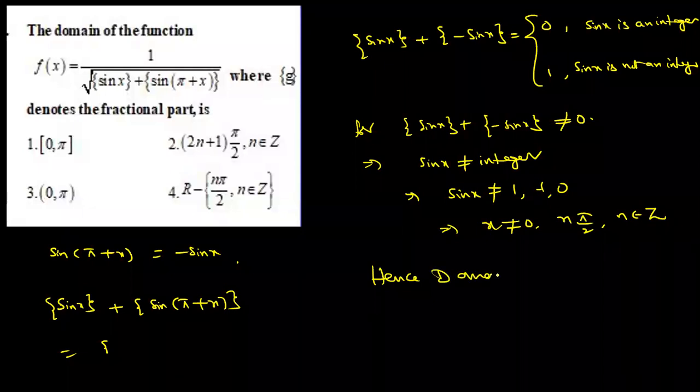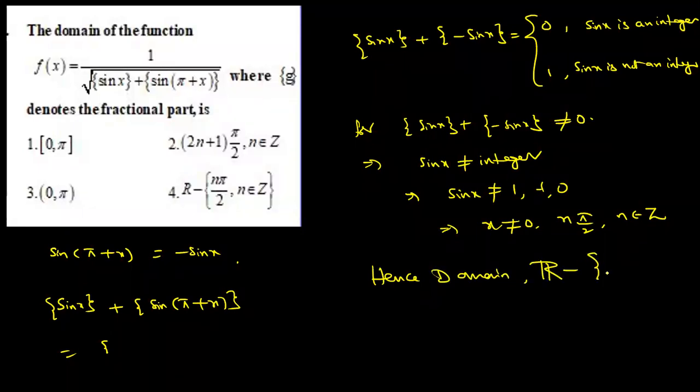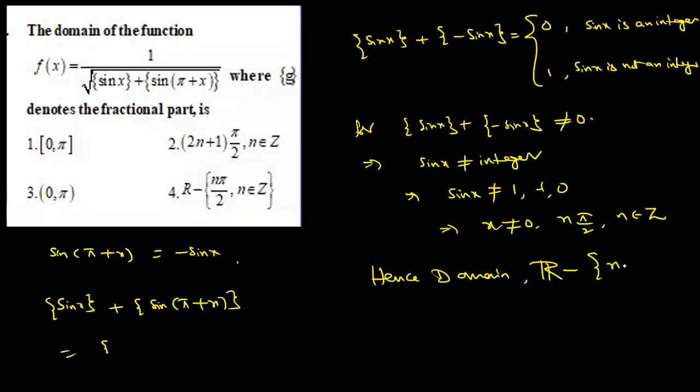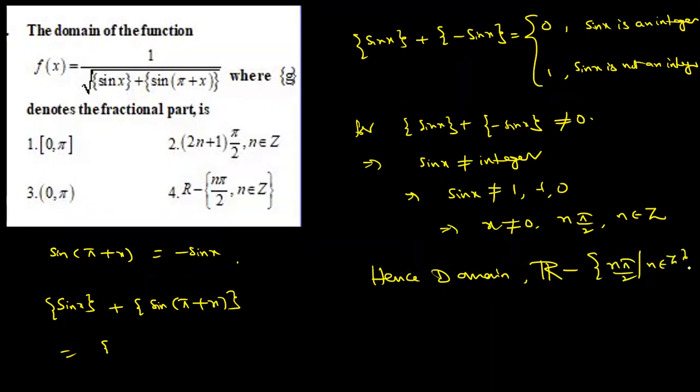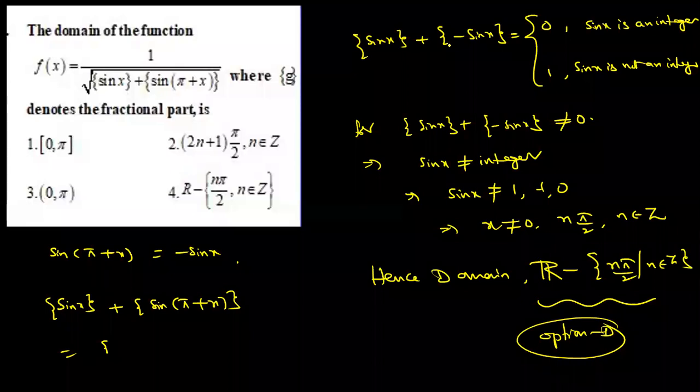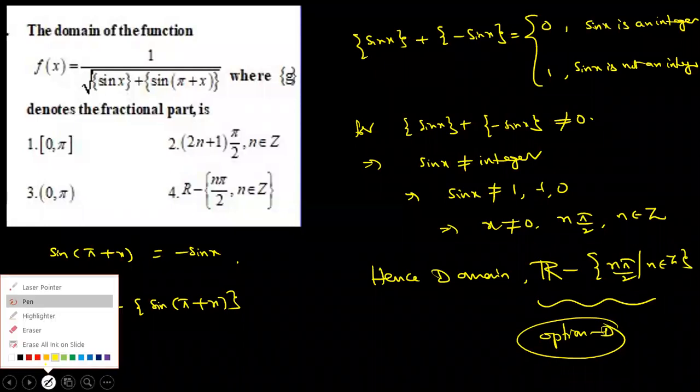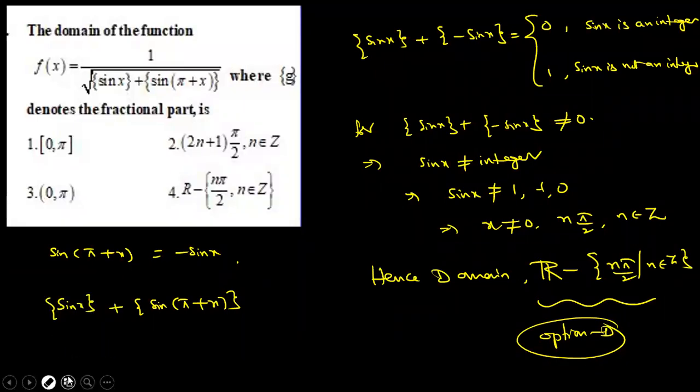So therefore, the set of real numbers minus, remove that part, n pi by 2 such that n belongs to Z. In this case n equal to 0 is also possible, remove that part. So the option is D. Right on.